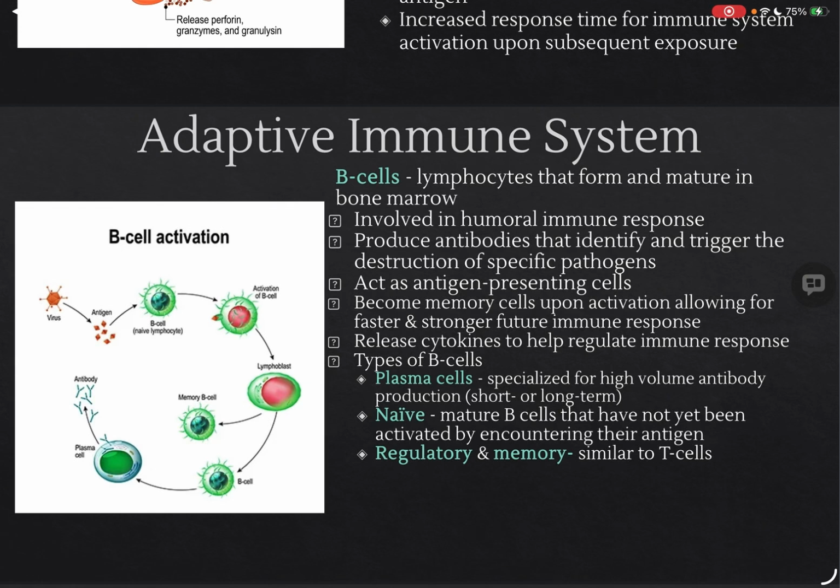They act as an antigen-presenting cell, so they become memory cells upon activation, allowing for faster, stronger future immune response. They release cytokines to help regulate the immune system.